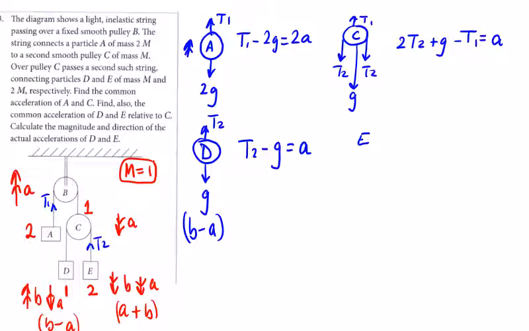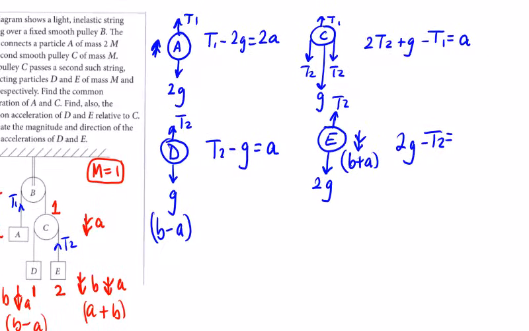And for E, we have one string, T2. E is 2, so mg is 2g. We have E going down with an acceleration of b plus a, or a plus b. So for E, we have 2g minus T2 is equal to m, which is 2, times a, which is a plus b. And over here, why did I just write a here? It's times m, which is 1. I'll put the 1 in, times a, which is b minus a over here.